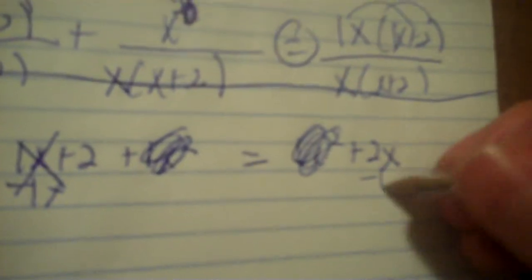So it's just a linear equation, but it's 1x and 2x. So we subtract 1x. Subtract 1x, and that's 2 equals 1x, and then divide by 1, it's just 2.